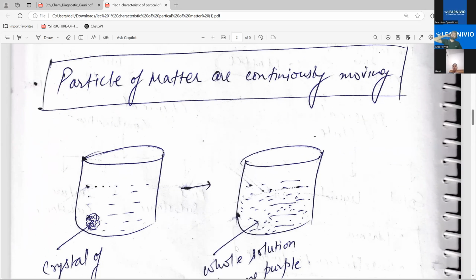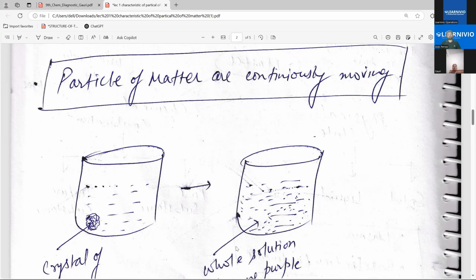Particles of matter are continuously moving. This is the next property. How can we say that particles of matter are continuously moving? Do you think that the particles of solids also continuously move? They vibrate about their mean position, okay? But they are not continuously moving. Now, what I'm saying here is that the particles of matter are continuously moving.